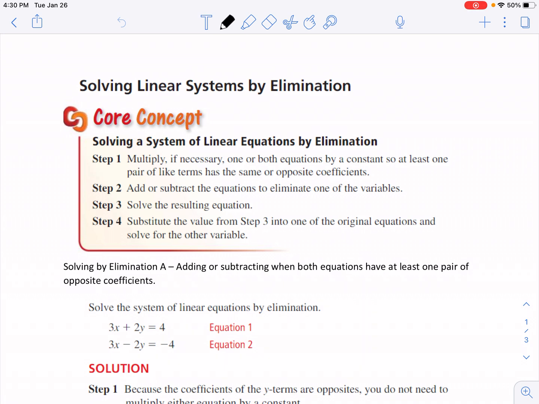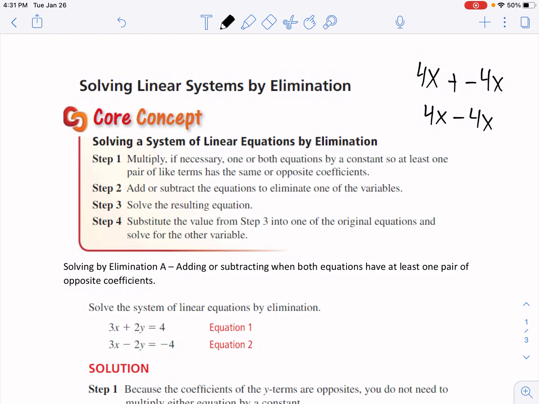Now the whole idea behind elimination is we want to determine what are called additive inverses, or we can think of it as opposite coefficients, okay? For instance, if I had 4x and I add to that a negative 4x, or you could think of 4x minus 4x. Either way, one is a positive, one is a negative, so they're opposite coefficients.